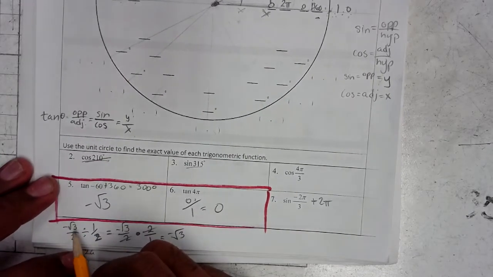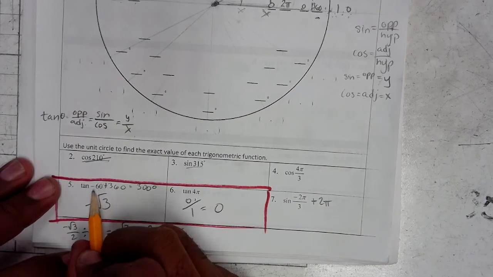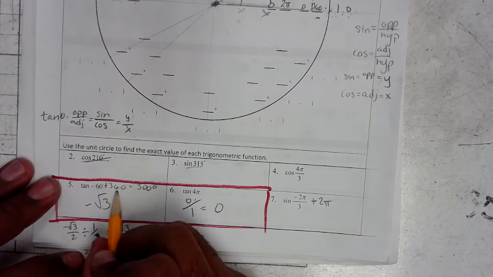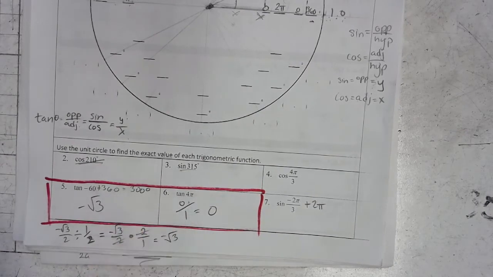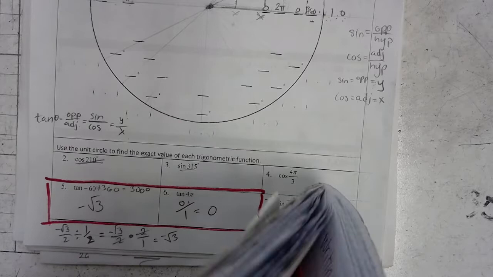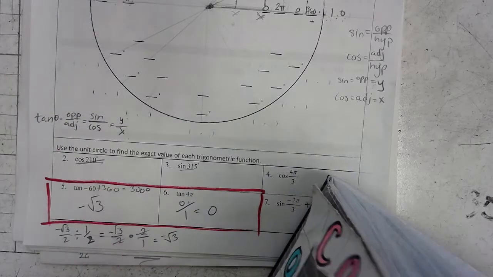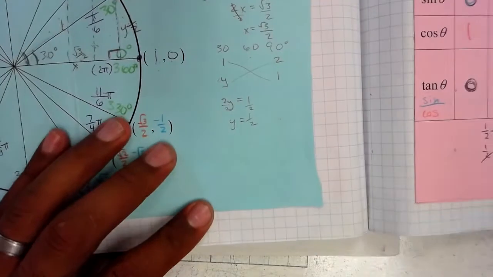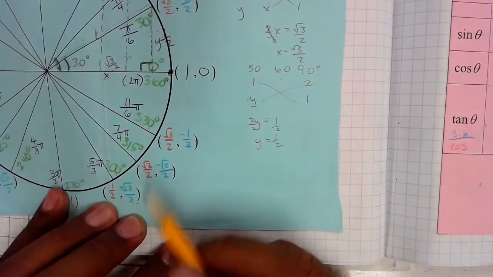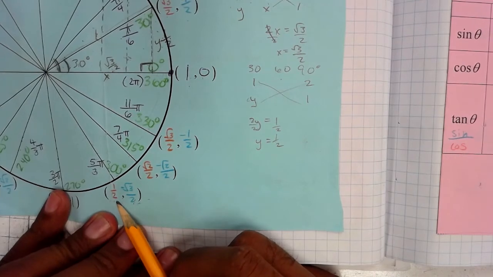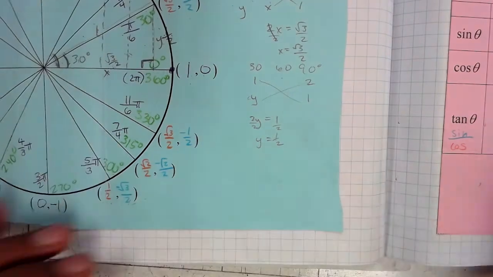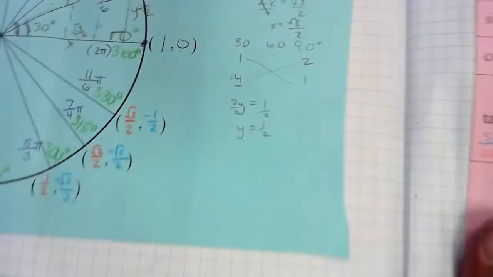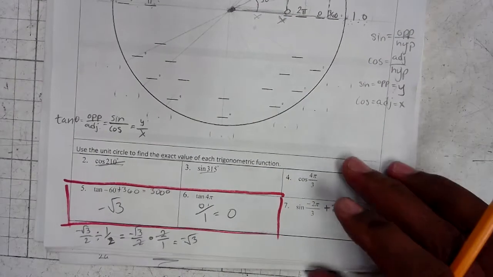So first of all, we changed this negative 60 into 300 by adding 360. Then I had to say, okay, what are the values at 300? So I took out my completed unit circle and some of my older notes. I went to 300 degrees, and here's the x value, 1/2. Here's the y value, which is negative square root of 3 over 2. Notice how those values keep on repeating themselves all the way around the circle, because everything's going by 30s.